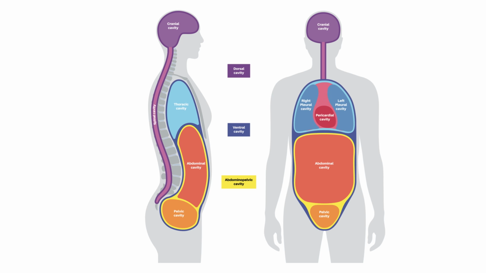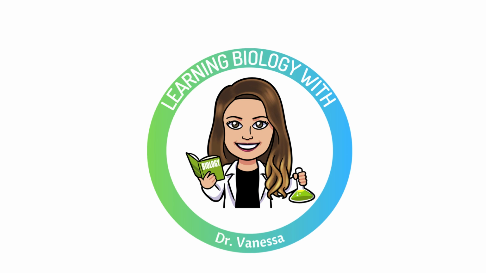So let's recap. The body is organized into dorsal and ventral cavities, each with their own subdivisions. These cavities not only house and protect organs, but allow for vital functions like expansion, contraction, and movement. Lining these cavities are membranes like serous membranes in the ventral cavity and meninges in the dorsal cavity that cushion, separate, and support the organs inside. As we continue studying anatomy, knowing the layout of the body and how it's compartmentalized will help you better understand how organs are structured, how diseases spread, and how surgeons access different body regions.